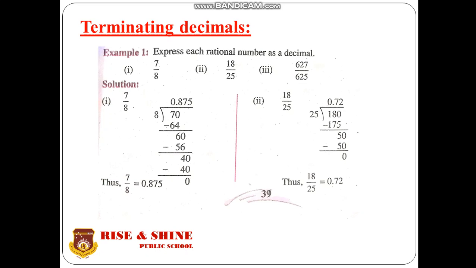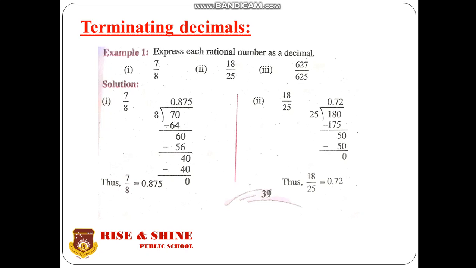We have 2 examples for terminating decimal that are taken from your book. Express each rational number as a decimal. First one is 7 by 8 and the second one is 18 by 25. First we have to convert 7 by 8 into a terminating decimal. First we have to put 7 into the division by 8. 7 is not divisible by 8, so we put the decimal point, then the value will be 70. Now 8 8s are 64.